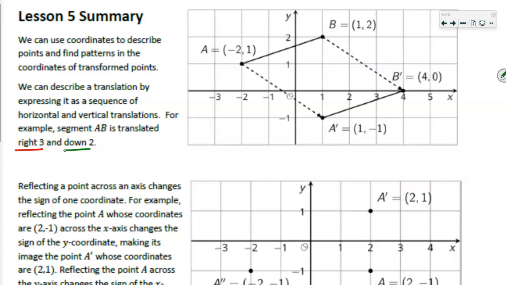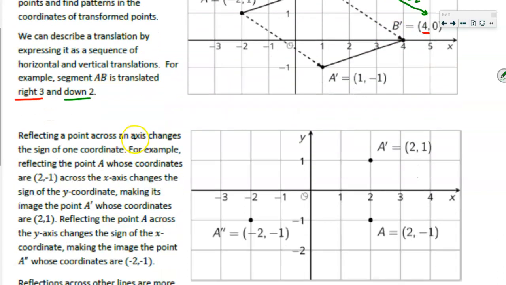And so what I'm noticing is this point right here, 1. That is going to go to the right 3 because it is going to increase 3. 1 to the right 3 goes up 3. 1 plus 3 is 4. And as we go down 2, 2 decreases 2 as we go down, and 2 minus 2 is 0. So we can see that effect on the points using translations.